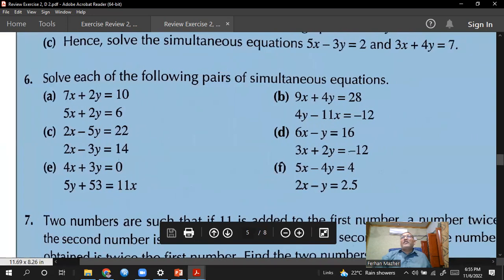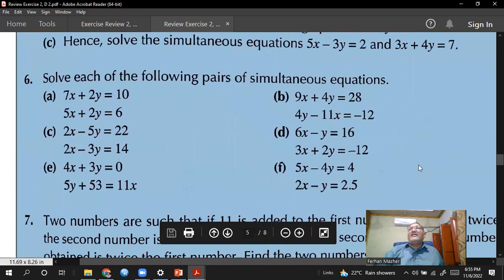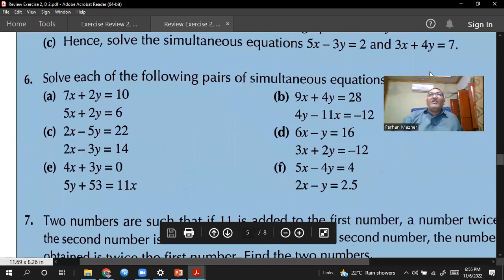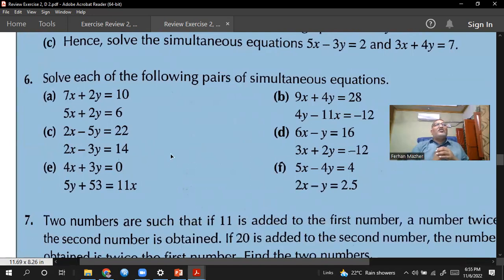Okay, so here we have: solve each of the following pairs of simultaneous equations. The first part is 7x plus 2y equals 10, and 5x plus 2y equals 6. You see, the coefficient of y is the same in both equations. So if you simply subtract the equations from each other, y will be eliminated, and you will be able to find the value of x.